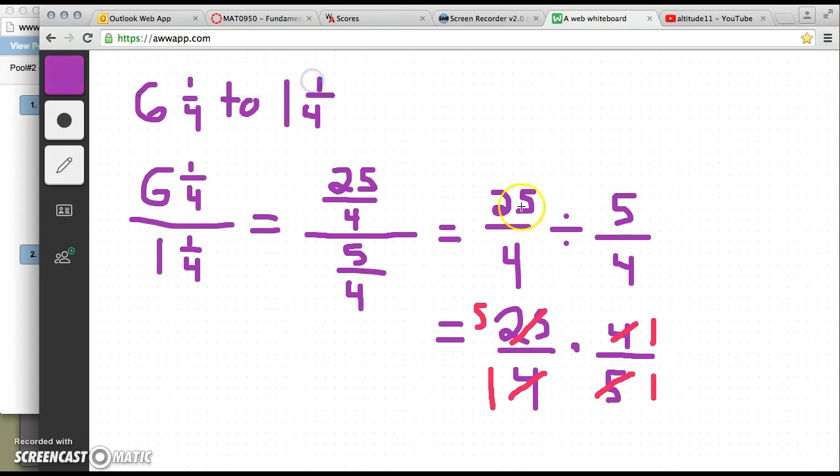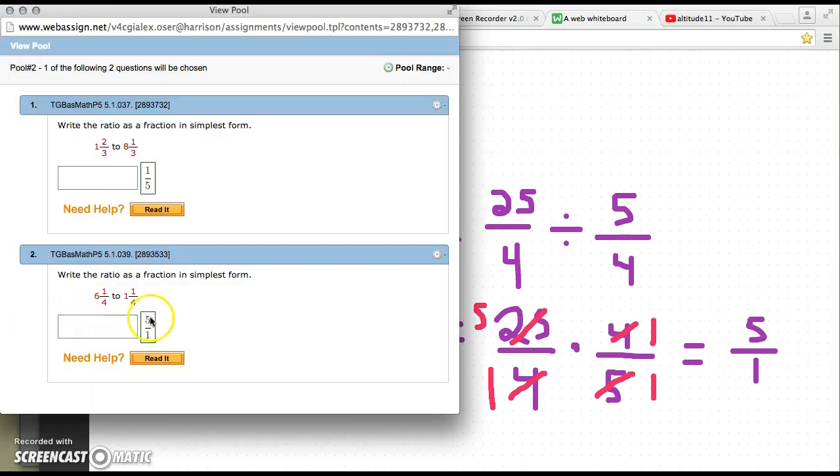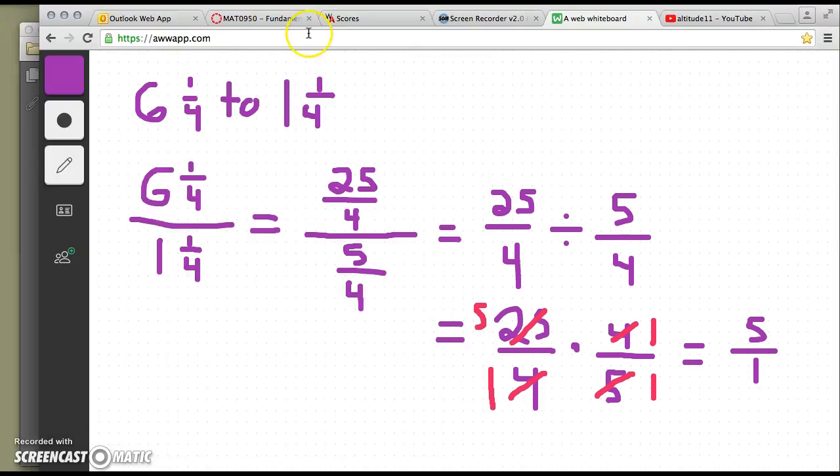So now we just multiply these values that we have left. Numerators first: 5 times 1 is 5, all over 1 times 1 is 1. So 5 over 1 should be your answer as a fraction in simplest form, and we see that that is what we get. All right, so we are on to problem number 8 next.